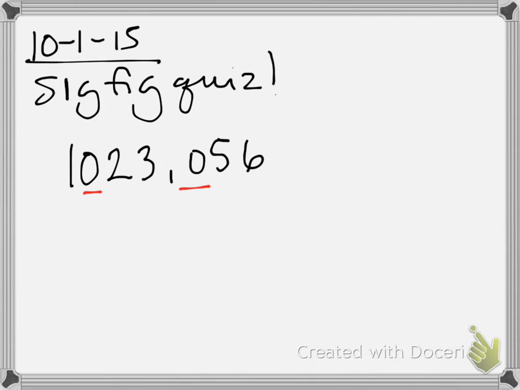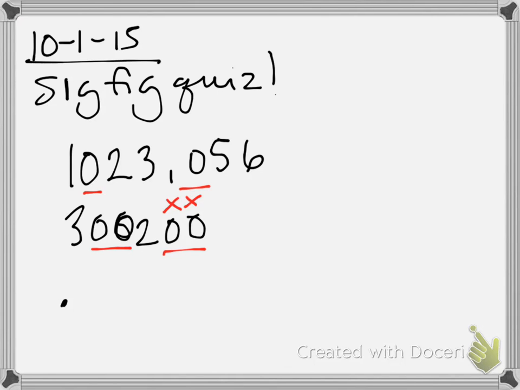Okay, so in the second one we have 300200. So we know the 3 and the 2 are significant. Are these two zeros significant? Yes. Why? Between two non-zeros. What about these two? No. They're not significant because they're at the end of a number, in front of the decimal. There's no decimal behind them. So that one has 4 sig figs.